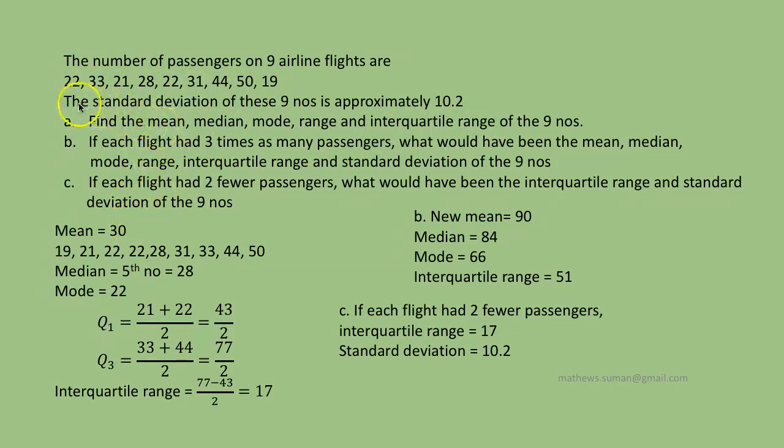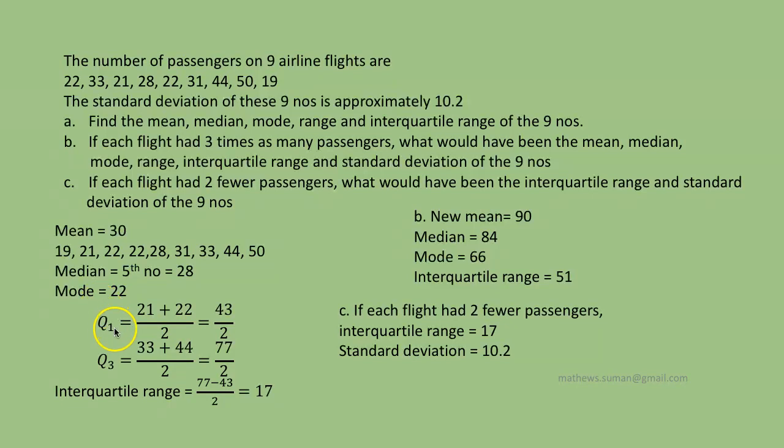To find the median, first arrange the numbers in ascending order. So we get 19, 21, 22 and so on up to 50. There are 9 of them. So median would be the 10 by 2, that is the 5th number, which would be 28. The mode: 22 occurs 2 times, the maximum occurring observation, so mode is 22.